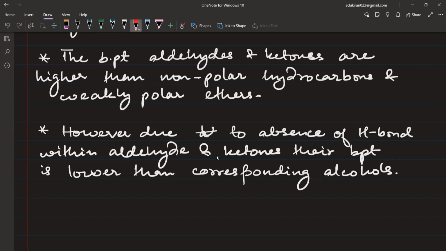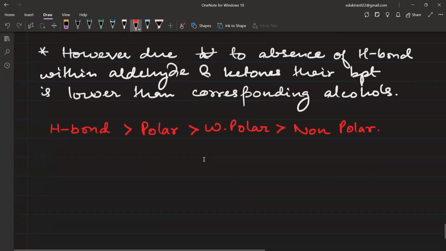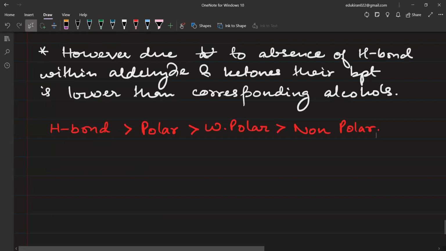So now we can conclude the highest boiling point will be for compounds which have hydrogen bonds, such as alcohols and phenols. After that, there will be polar molecules, such as the aldehydes and ketones. After that, there will be weakly polar ones. Weakly polar are ethers, and then there will be non-polars. Non-polars are alkenes. Okay, so this is the order of boiling point. If the intermolecular force of attraction is hydrogen bond, then it is going to have the highest boiling point. Write a question.